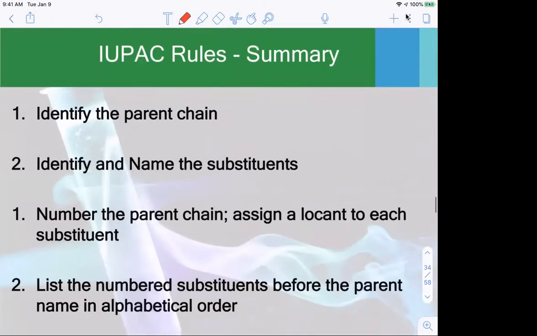So here's my summary. Identify the longest continuously connected parent chain of carbons. Identify and name the substituents. I'm going to number the parent chain and assign a location to each substituent, and then I'm going to list the numbered substituents before the parent name in alphabetical order.